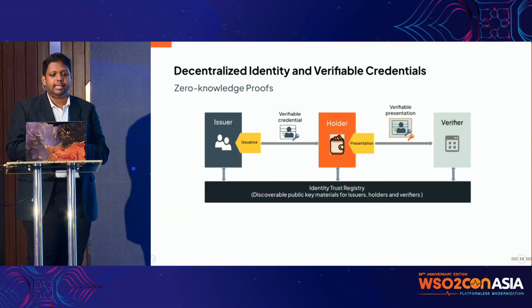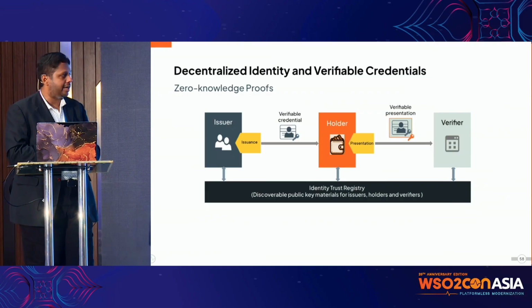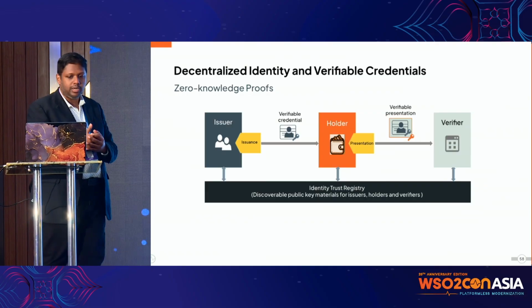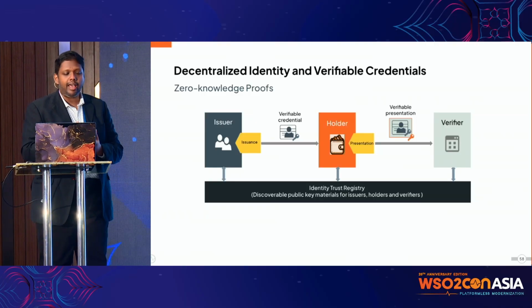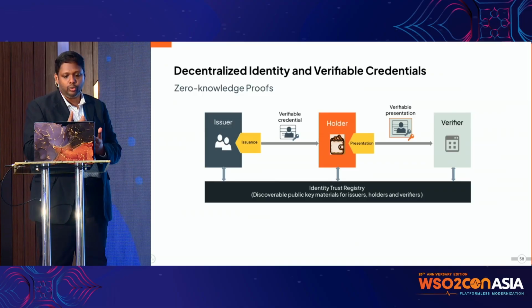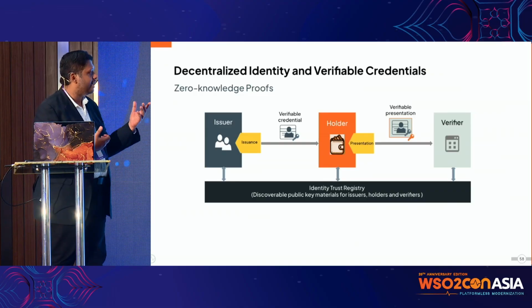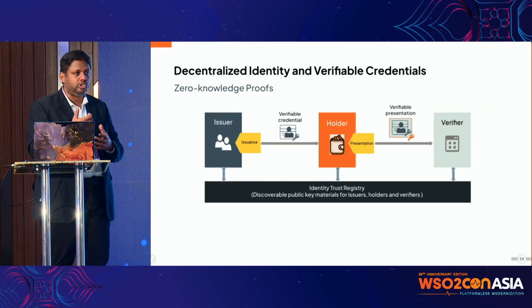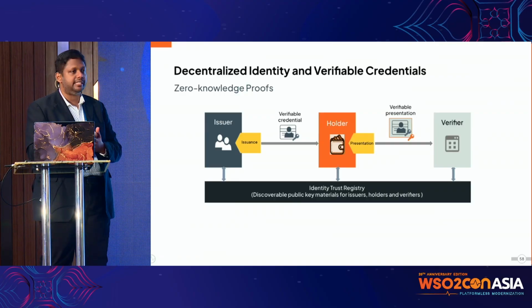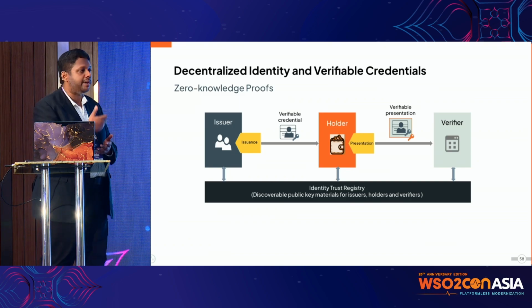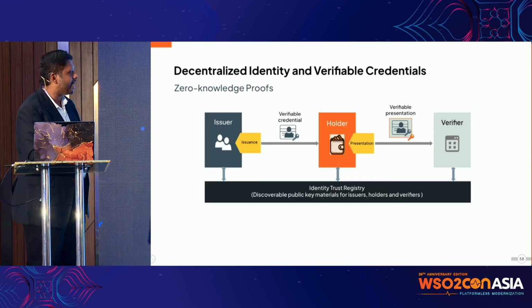So in the decentralized identity architecture, there are some important components. You have issuers who are going to issue verifiable credentials. Then you have the holders, which are basically the users, and they will have a wallet, and the verifiable credential is going to be stored within the wallet. And then there is the verifier, which is basically the service that the user is trying to access. So whenever you access a service, you will present your verifiable credential in the wallet to the verifier, and the verifier can verify this credential and give you access.